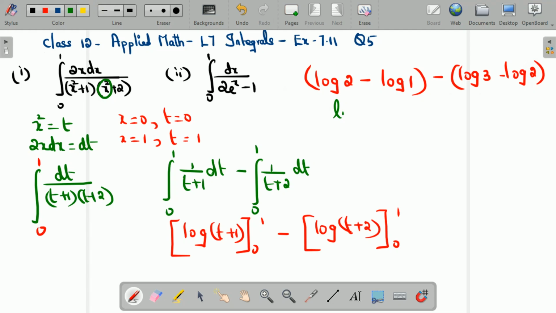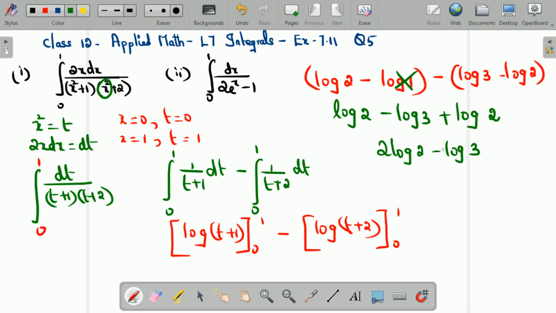So this is going to be log 2. Either way log 1 is 0, so remove that. So minus log 3. Minus of minus is plus, so this is going to be log 2. So you can combine this and write as 2 log 2 minus log 3. I can rewrite 2 log 2 as log of 2 squared, which is equal to 4, minus log 3. Now this is log a minus log b. So the final form will be log of a by b, which is log of 4 by 3. So log of 4 by 3 will be the value for the first integration.